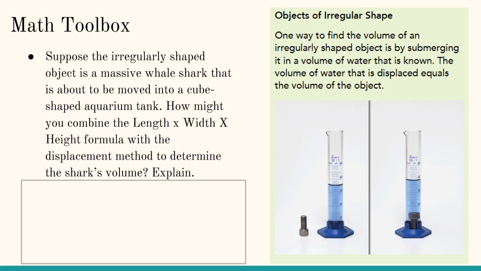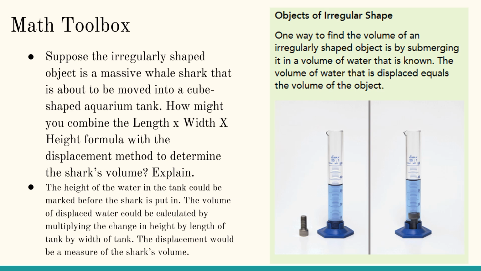Objects of irregular shape. One way to find the volume of an irregularly shaped object is by submerging it in a volume of water that is known. The volume of water that is displaced equals the volume of the object. Suppose the irregularly shaped object is a massive whale shark that is about to be moved into a cube-shaped aquarium tank. How might you combine the length times width times height formula with the displacement method to determine the shark's volume?